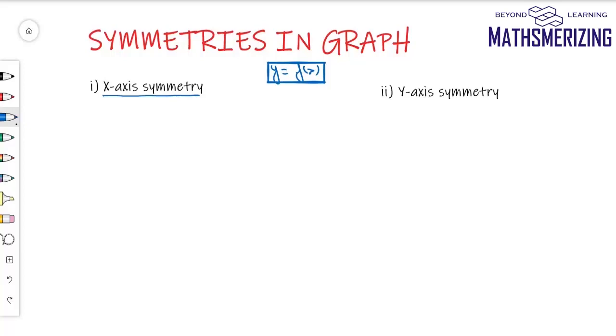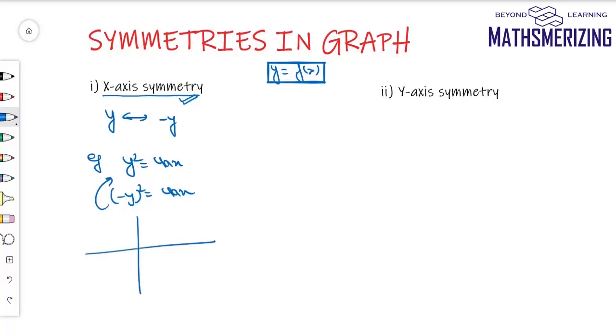All I need to do is replace y with minus y, and if the equation is unchanged, then the graph is symmetric about x-axis. Say for example, y square equals 4ax. Now if I replace y with minus y, then the equation remains the same. So that means this graph is symmetric about x-axis. And we know that it's a parabola of the first form, which clearly is symmetric about x-axis.